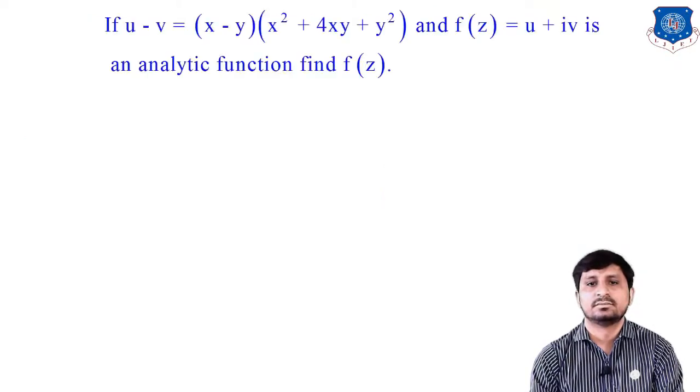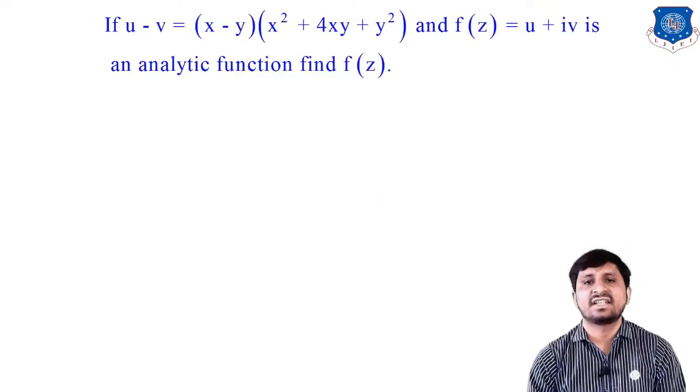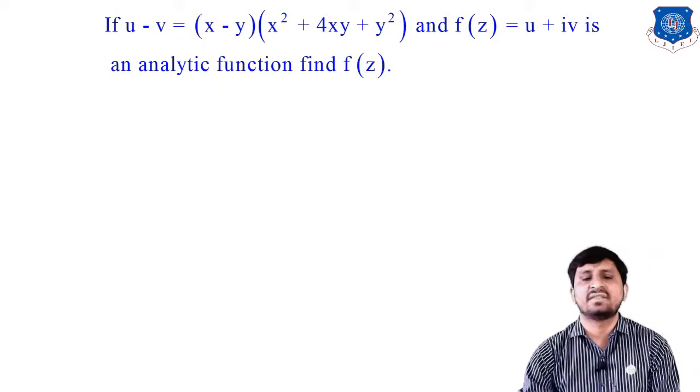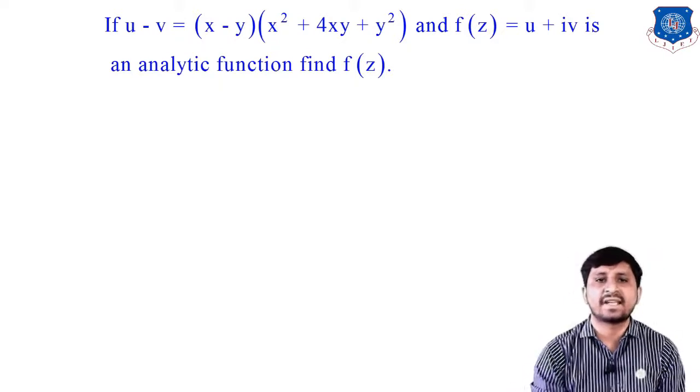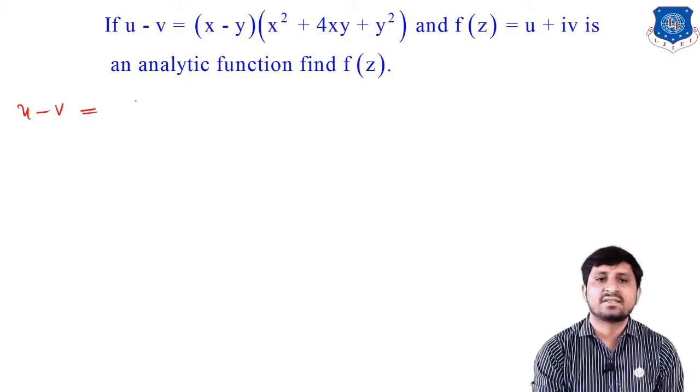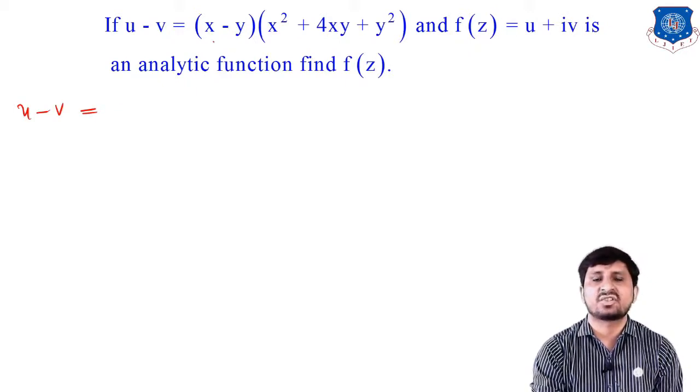Now next example, an interesting example, same type of example. If U minus V is equal to x minus y, okay, U minus V is given, that is equal to x minus y. So first of all simplify this function.